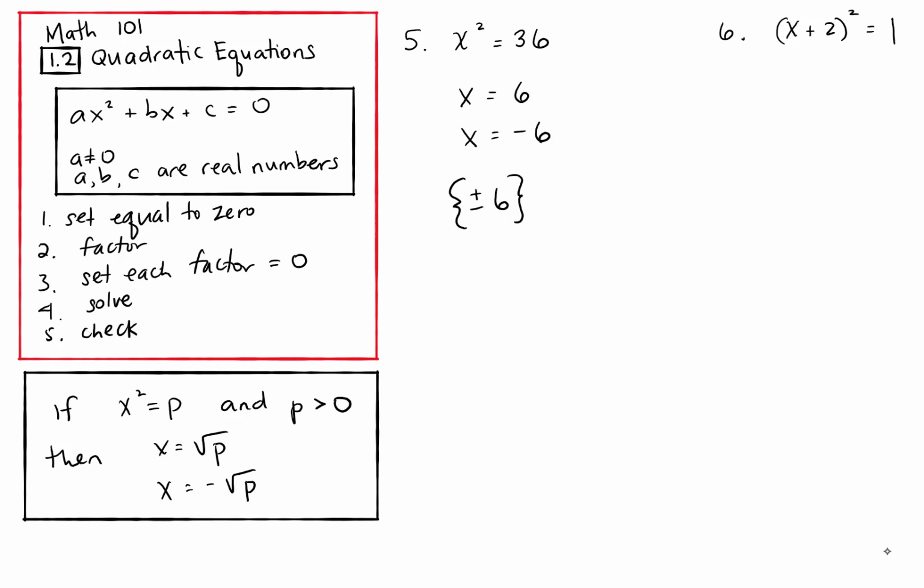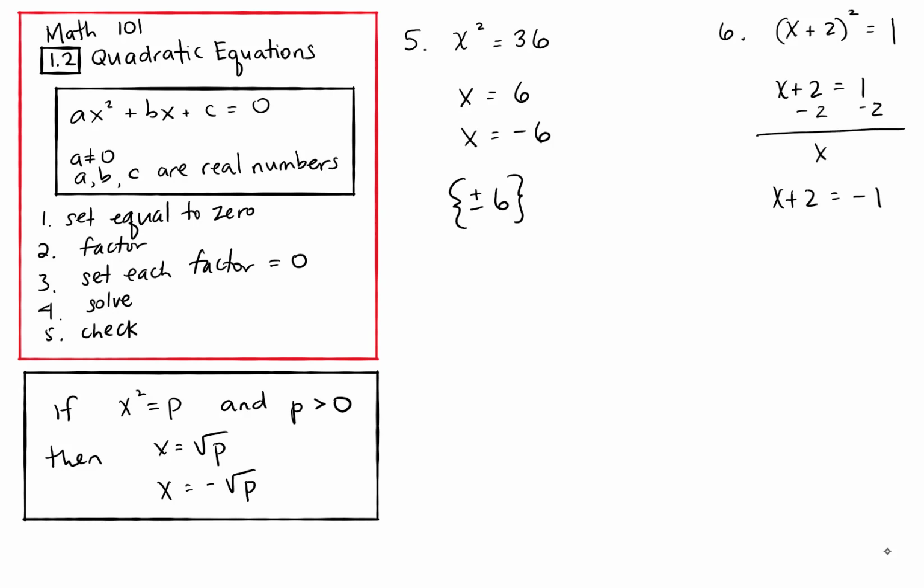Over here, we have the same thing. If we take the square root of this side, it's going to be equal to the square root of that side. I'm going to say x plus 2 is equal to 1, and x plus 2 is equal to negative 1. However, this expression on the left-hand side, even though it was a perfect square, does not isolate the variable. But it's very easy to do that at this step.